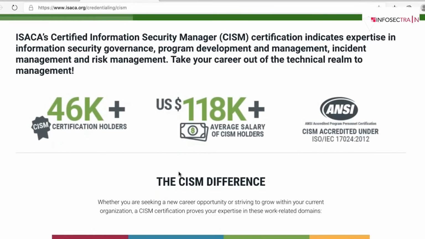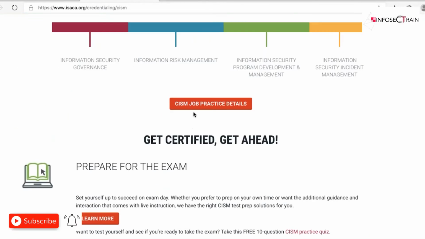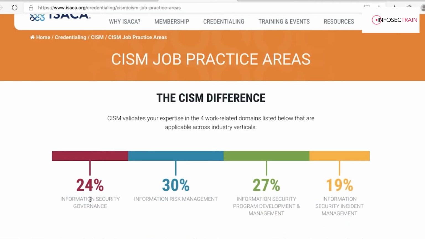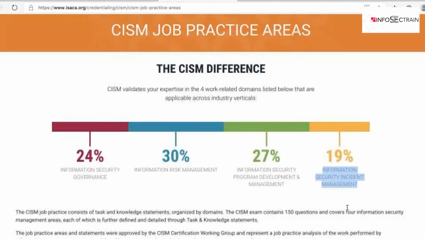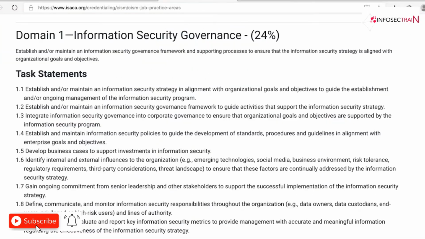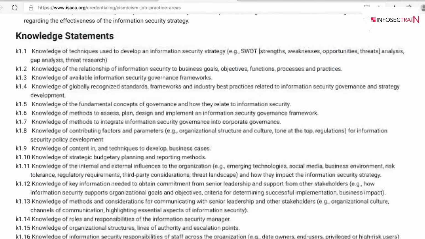There's all this information provided here, and it says here the CISM job practice details. Let's open this up. Okay, just job practice areas. And these are the domains that we talked about: information security governance, information risk management, information security program development and management, information security incident management. The details are all here. It's very detailed. There are two parts to these: task statements and knowledge statements that you need to learn from here.